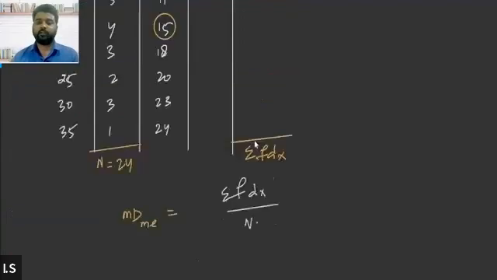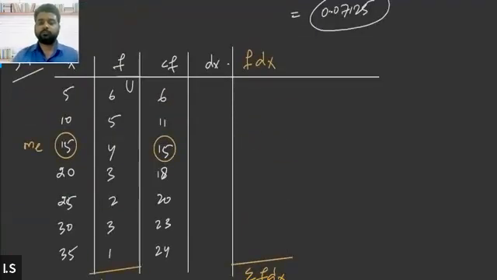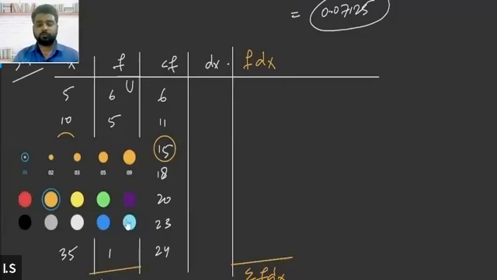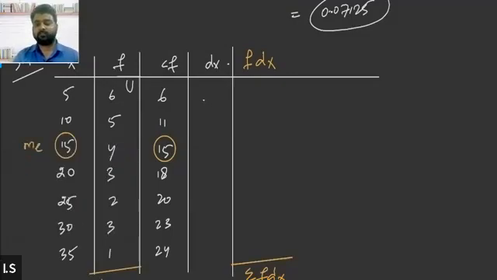Okay, after calculating the median, we will calculate dx. For dx, we will be subtracting all the items from the median value. So it will be 5 minus 15. 5 minus 15 will be minus 10. Then 10 minus 15, minus 5. 15 minus 15, 0. Then it will be 5, 10, 15 and 20.